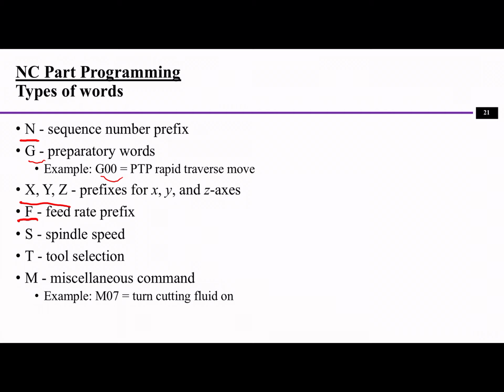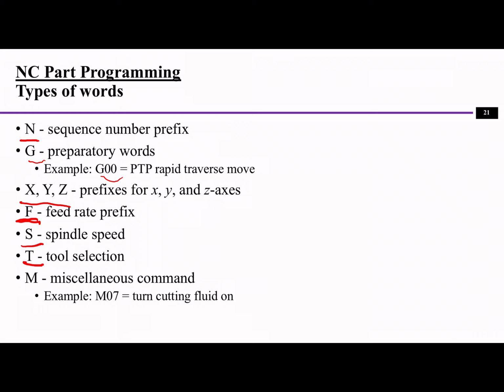F means feed rate. If it is a machining operation, then you will need feed rate, spindle speed, right? And also sometimes depth of cut. So you need to specify the feed rate and also the spindle speed.